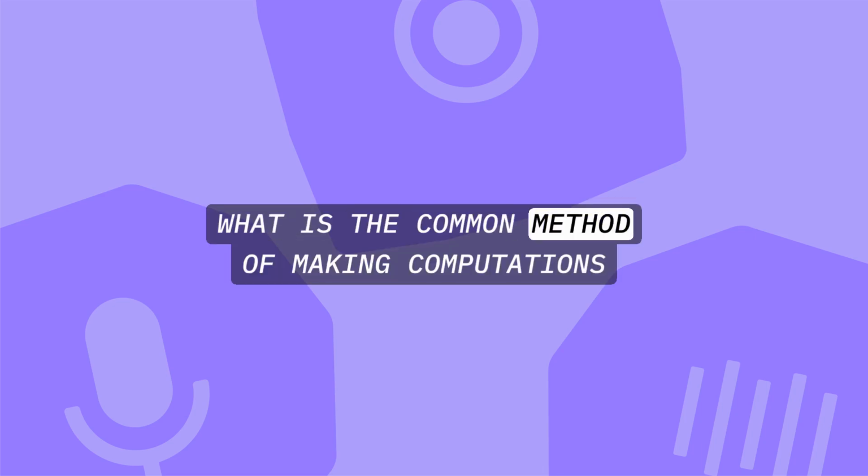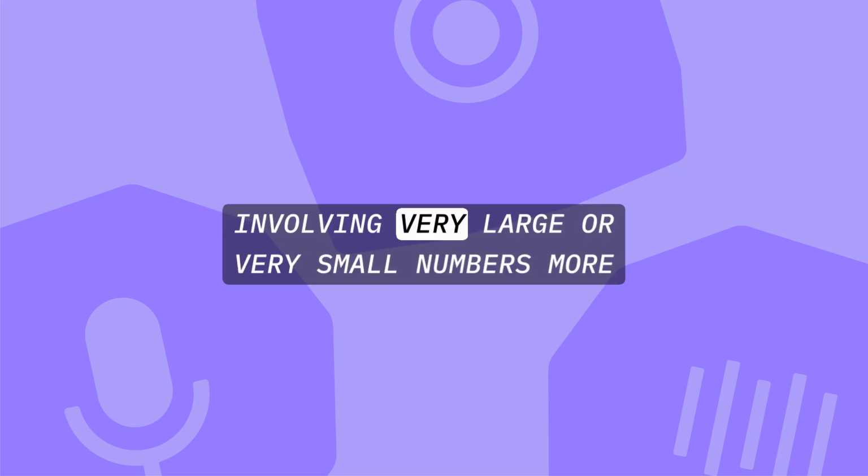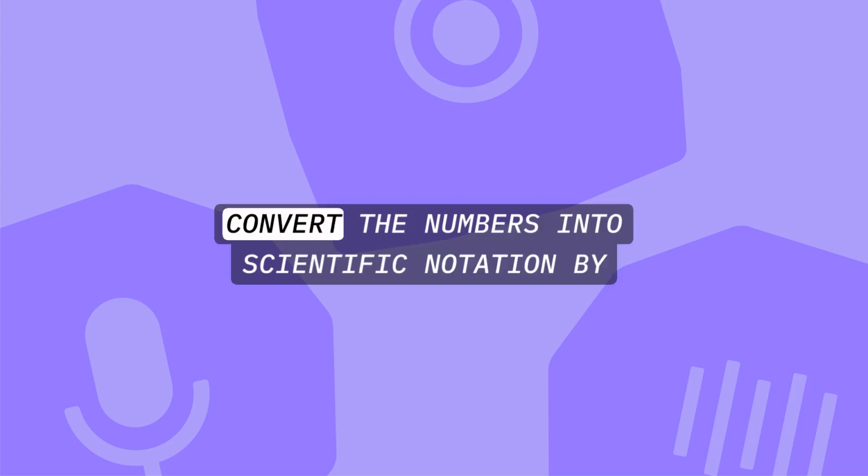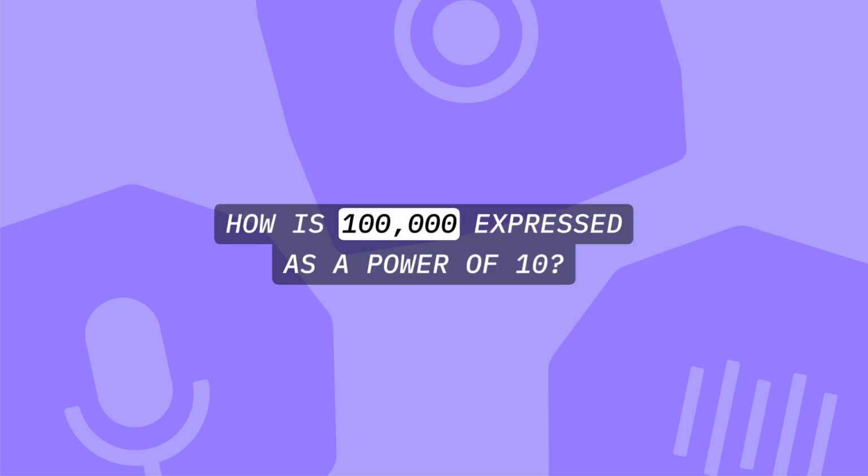What is a common method of making computations involving very large or very small numbers more manageable? Convert the numbers into scientific notation by using powers of 10. How is 100,000 expressed as a power of 10? 10 to the fifth power.